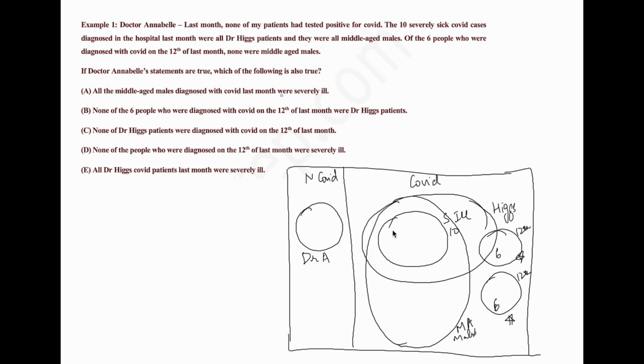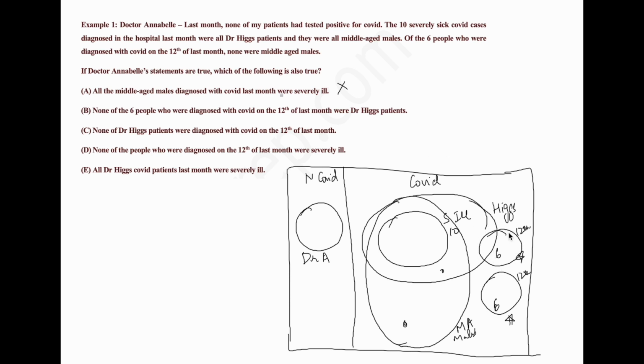We know that everyone who was severely ill was a middle-aged male, but that does not mean that there could not certainly be people over here, etc., right? People who are middle-aged males, but they were not severely ill. So this is not necessarily true. B: None of the 6 people who were diagnosed with COVID on the 12th of last month were Dr. Higgs' patients. Again, this is not necessary.